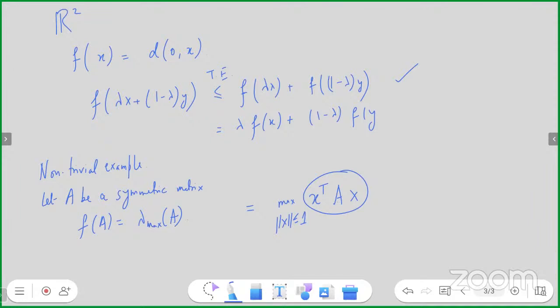Let's think of something interesting. Let's say you're in Rn, and for a point X, I just write X1 to Xn, and f of X be the maximum of Xi. It's a weird function then. What will it look like in 2 dimensions?